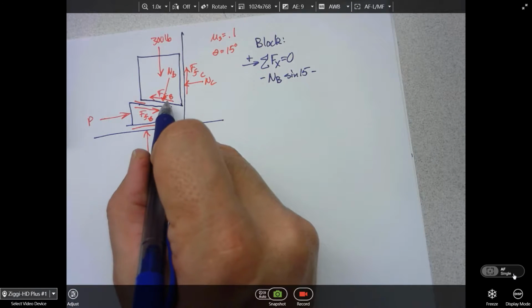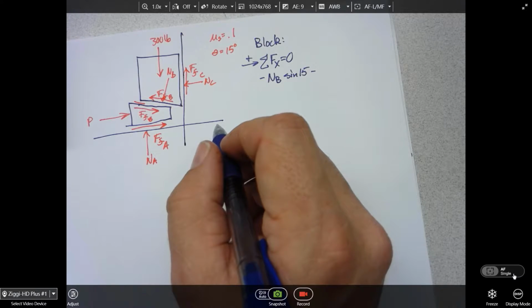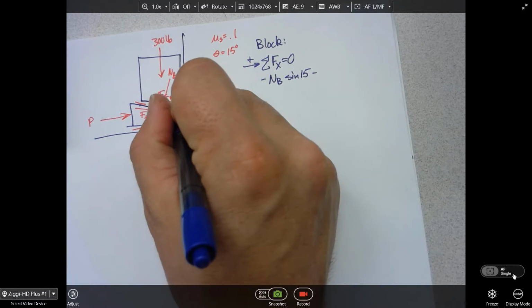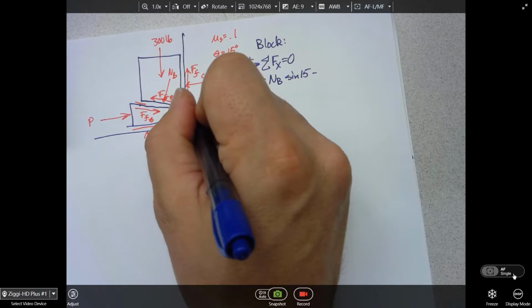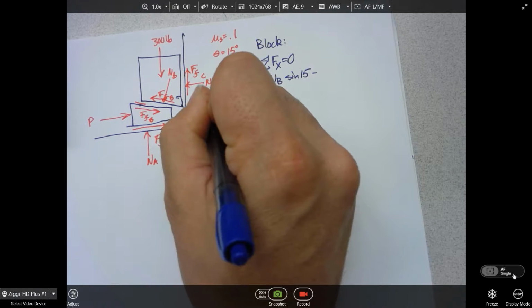And in order for it to slip, we know what type of problem is this? Yep, so it's a type 2 problem. So we know that FFB is mu static times the normal at B.